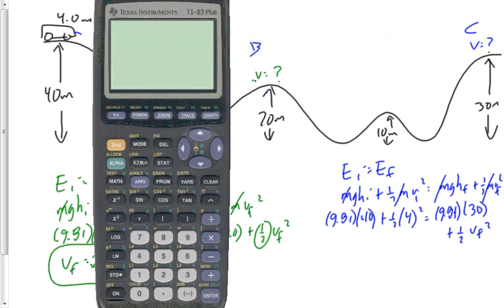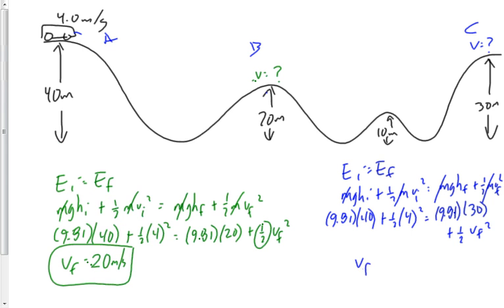Okay, so we're going to say 9.81 times 40. Okay, that's the initial potential. Let's add to that, brackets 0.5 times 4 squared. That's the left-hand side. Now, let's take 9.81 times 30 over by subtracting, because it's added to 1/2 v squared. Let's multiply it by 2 or divide by 1/2. Now, this is equal to VF squared. Let's square root that. And we end up with 14.5 or 15 meters per second.